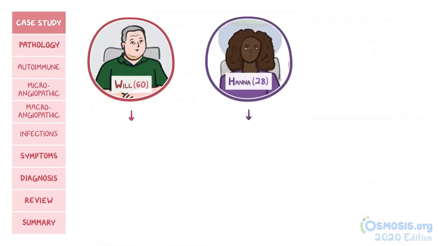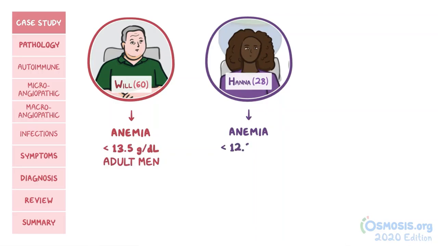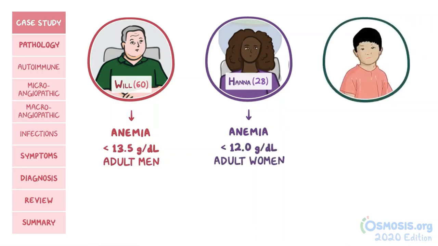Both Will and Hannah are suffering from anemia, which is defined as lower than average levels of hemoglobin, typically below 13.5 grams per deciliter in adult men and below 12 grams per deciliter in adult women. For children, this level varies based on the age.